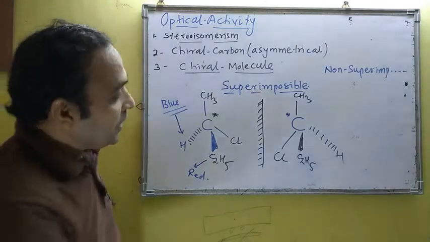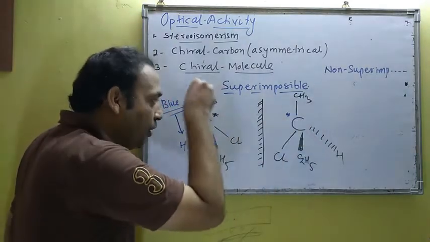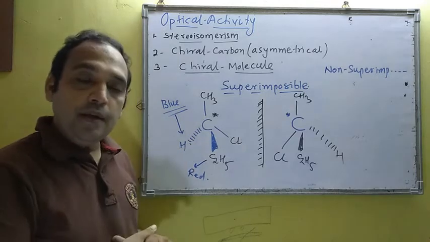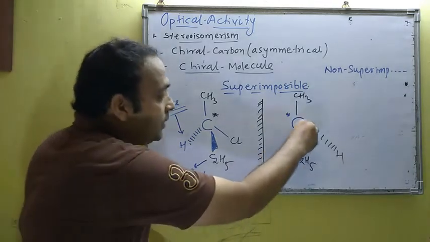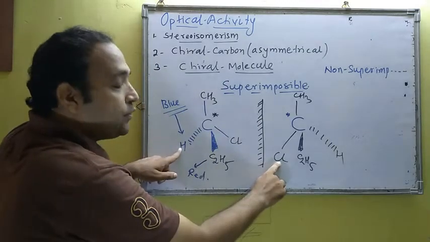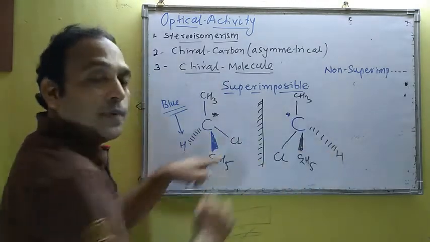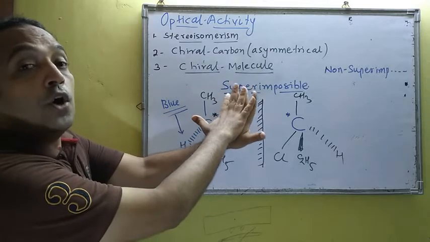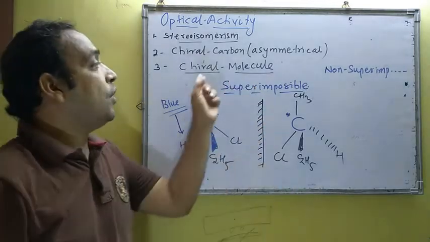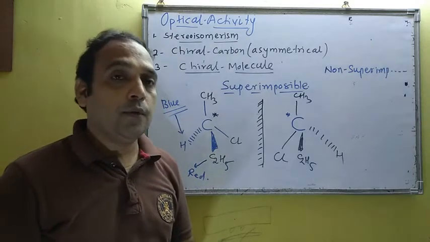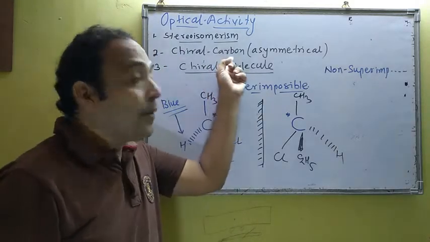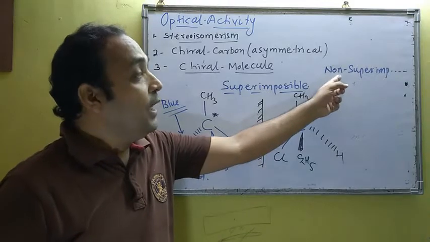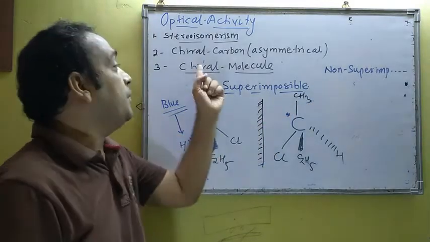Now in this structure, just take this mirror image and put it on the object. Pick it up and place it over the object. Now when you place it, will it be superimposable or non-superimposable? Hydrogen and Cl will not fit on each other. So this molecule will be non-superimposable, and this molecule is called a chiral molecule. Always remember, if a molecule has a chiral carbon, definitely its object and mirror image will be non-superimposable, and such a molecule will be a chiral molecule.